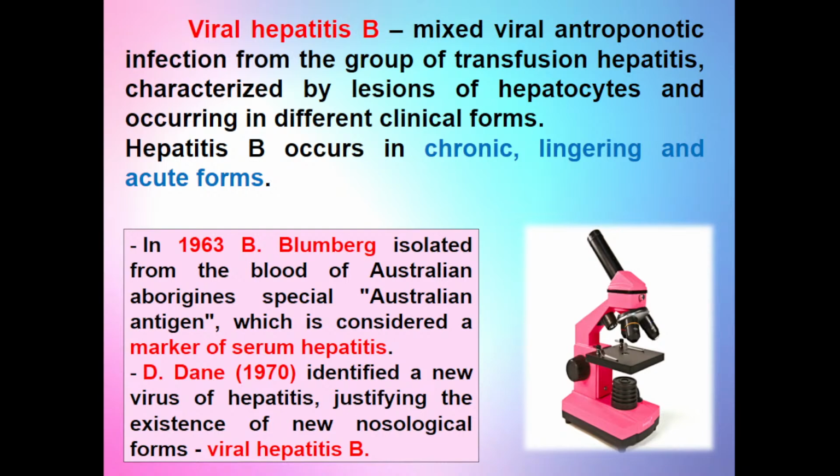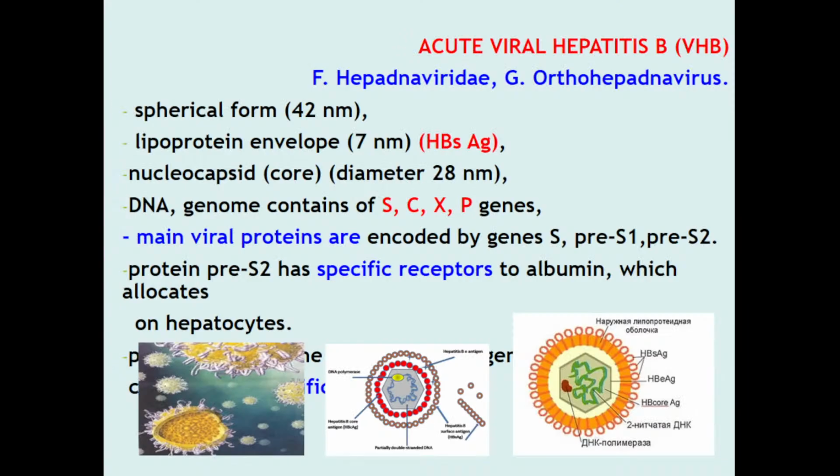Dane in 1970 identified a new virus of hepatitis, justifying the existence of a new nosological form, viral hepatitis B. Acute viral hepatitis B: spherical form, of the family Hepadnaviridae and genus Orthohepadnavirus. Spherical form, lipoprotein envelope, which is HBs antigen, nucleocapsid, DNA, genome contains S, C, X, P genes. Main viral proteins are encoded by gene S.